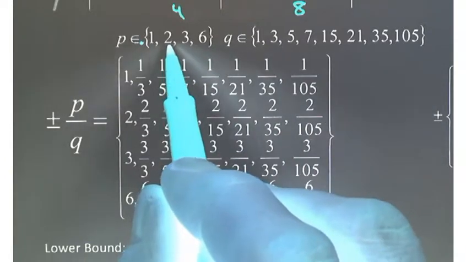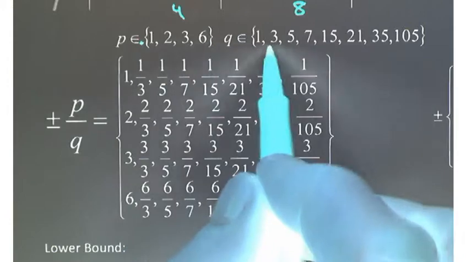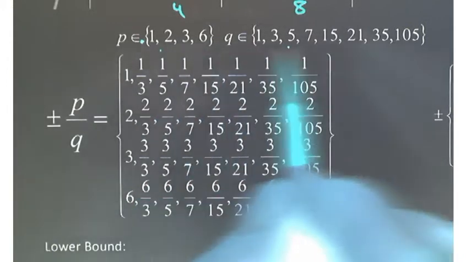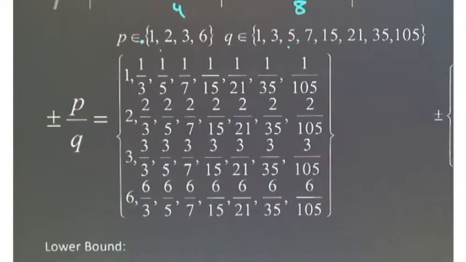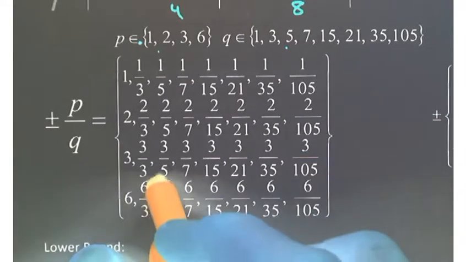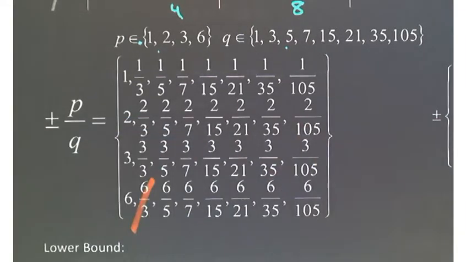And then I cycle back to 2. 2 over 1. 2 over 3. 2 over 5, etc. And so I get all these candidates. I want to point out something about this process, though. You're going to get things kind of twice, right? I mean, not all of these are going to be unique. For instance, 6 over 3, well, I already got that. That's 2, right? What else do I have that's kind of redundant?